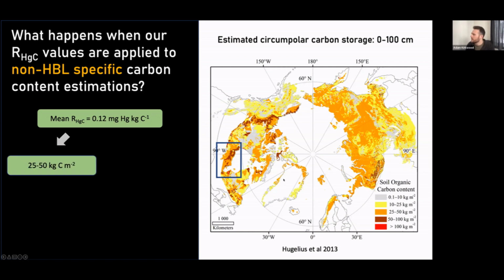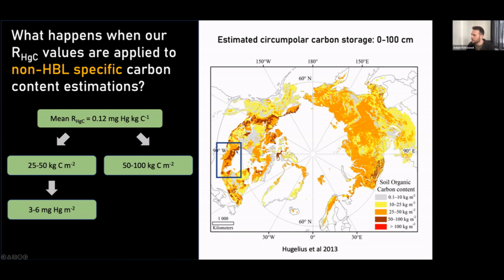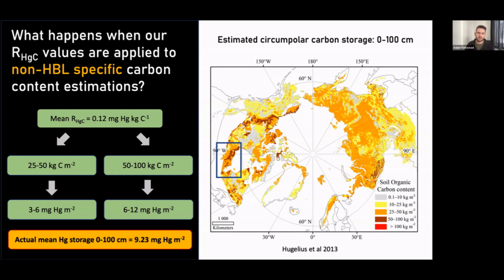If we're looking at the Hugelius carbon map from 2013, where we're looking at the top 1 meter in the Hudson Bay Lowlands, there's between 25 to 50 kilograms in some spaces, which, with our ratio of carbon, would indicate about 3 to 6 milligrams of mercury per meter squared. Or if we apply it to the 50 to 100 kilograms that they estimate, that would say there's about 6 to 12 milligrams of mercury per meter squared. And this is compared to our actual mean storage of about 9.23 milligrams. So if we take the mercury to carbon ratio that we derived in our region and apply it to carbon values that weren't specifically developed in our region, it actually still fits well.